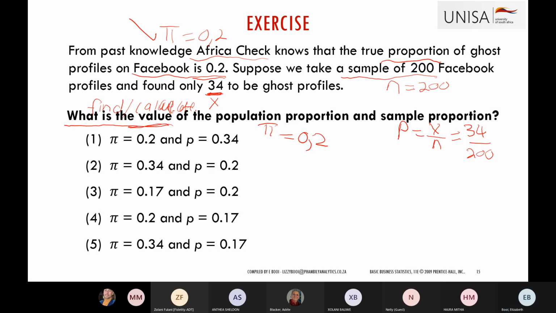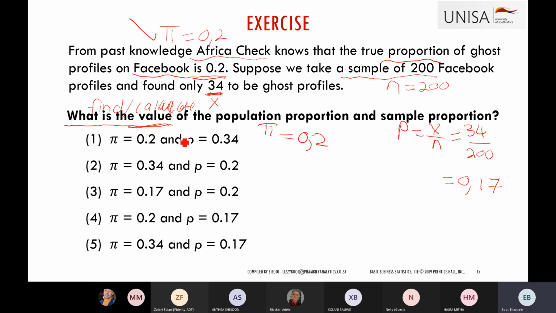34 divided by 200 is 0.17. Then I can come and answer the question.